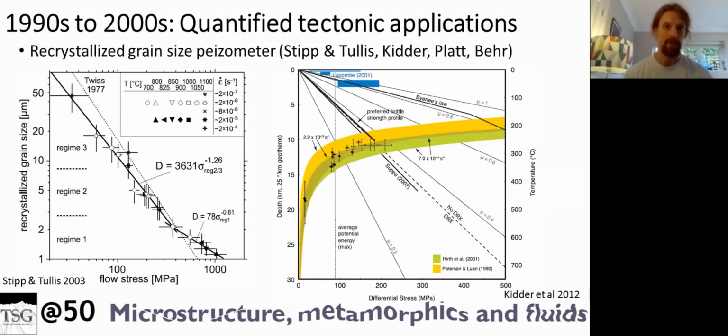Another important advancement during this time was further development of the recrystallized grain size piezometer. With relatively little effort, it's possible to measure recrystallized grain size in quartz and determine the stress conditions under which they formed. If enough measurements are taken over a wide range of conditions, it's possible to then work out important parameters such as the strength of the continental crust.